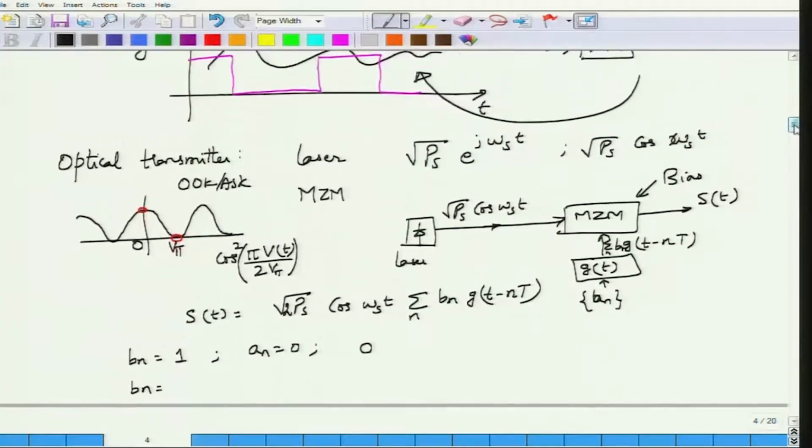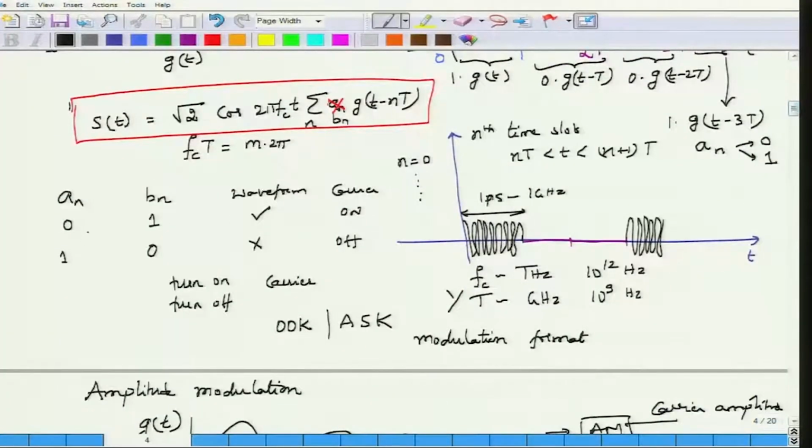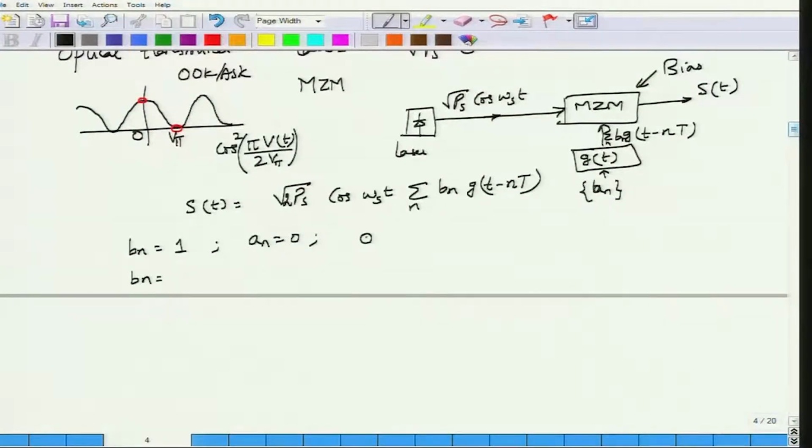Let me just go back, there is small confusion here. We have considered An equal to 0, Bn we will have a transmission. Okay. So, we will have a full transmission here. So, I need to send in a 0 here. For Bn equal to 0, which corresponds to An equal to 1, I need no transmission, right. So, I need to send in an amplitude of V pi.